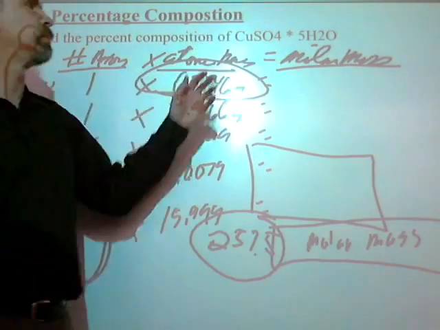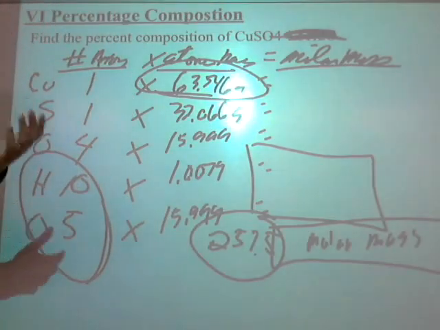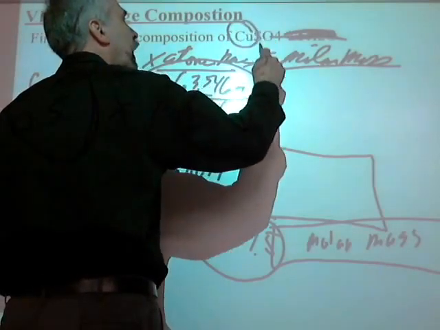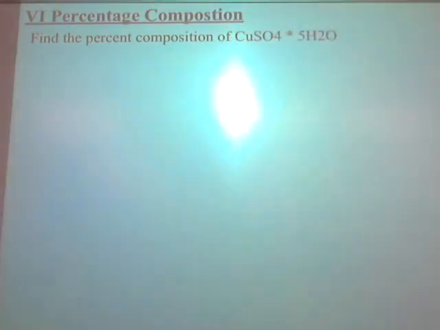All right, and it doesn't have to be a hydrate. Say that was just a regular compound, CuSO4. Same thing. You would take the mass of this guy divided by the mass of the total, and that's what you'd do. Okay?